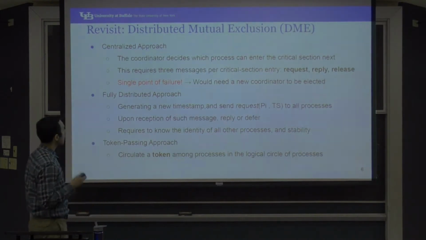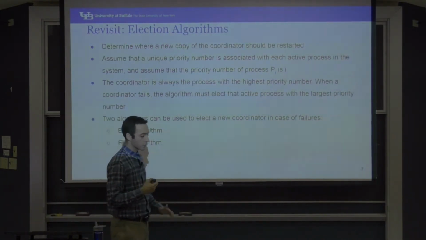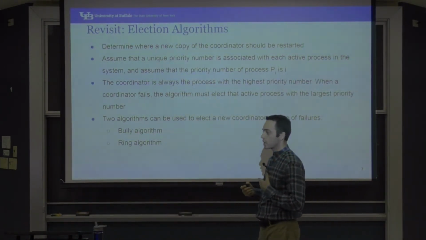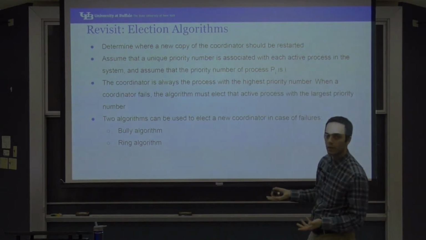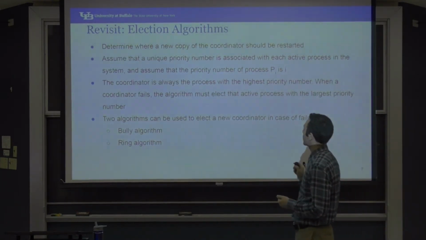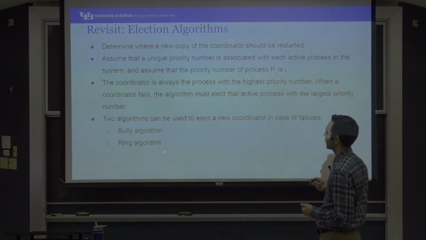All right? So now we want to talk about the election algorithm. The election algorithm is when there are multiple nodes and they want to elect one coordinator, right? For example, for the centralized approach. So in this case, there are two different algorithms. One is the Bully algorithm and the other is the ring algorithm, right?